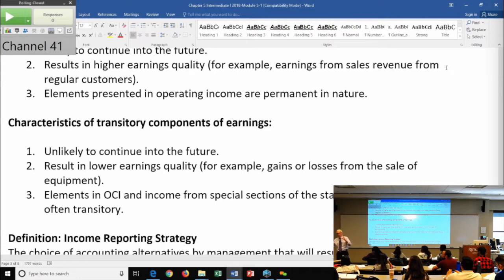All right, so we got relevance and we got faithful representation. So what's in relevance? Confirmatory value, predictive value, and materiality. What about faithful representation? Completeness, right, completeness. So I would think completeness, maybe materiality, would be a reason not to exclude those. So the point is, could a transitory component affect your judgment? What do you think?